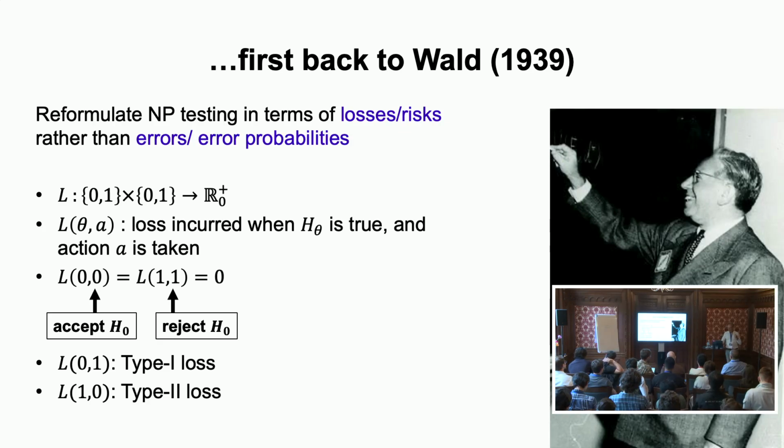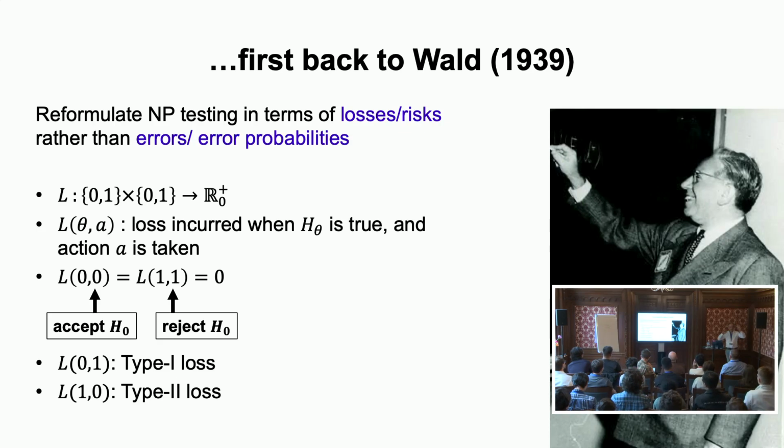So it's actually a very old interpretation. It goes back to 1939. One of the most influential papers in the history of statistics. It was actually the paper where minimax estimation was also introduced. Wald said, well, we can think of this whole Neyman-Pearson theory, which was 5 years old back then, in a different way, more in terms of losses and risks rather than error probability.